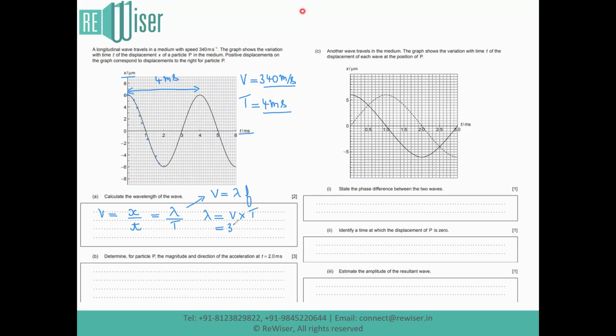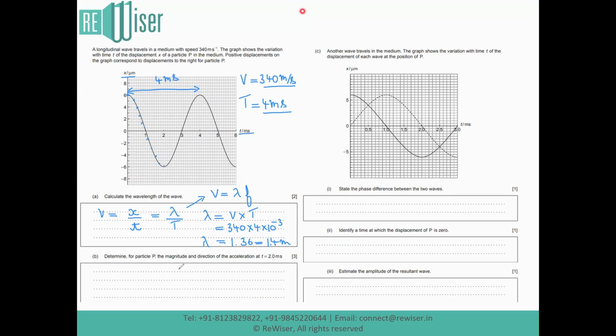v is substituted as 340 and T as 4. Milli is a prefix which can be abbreviated to 10 to the power minus 3. So this gives us the wavelength value to be approximately 1.36, which is again approximated using significant figures as 1.4 meter. Moving on to the next part.